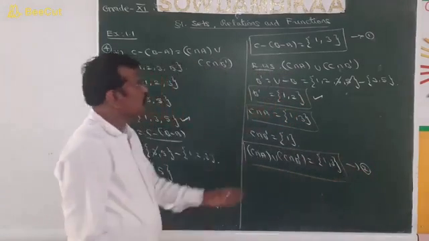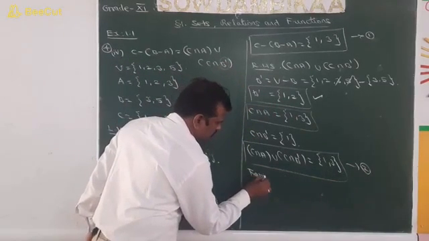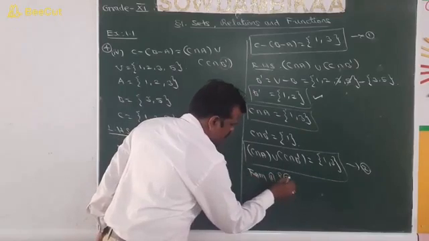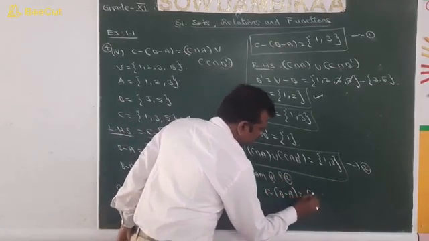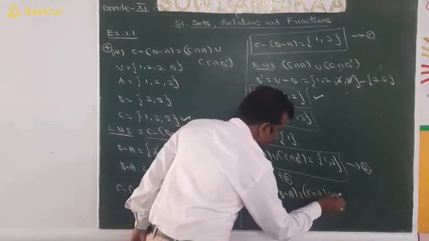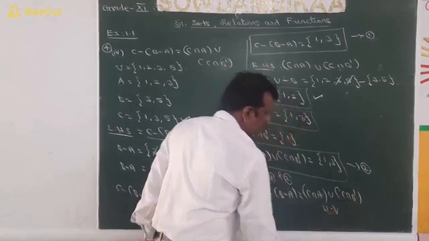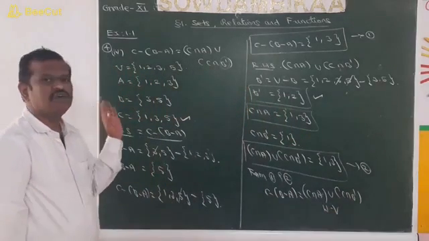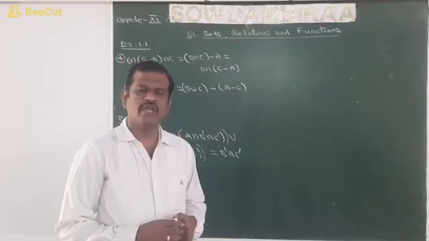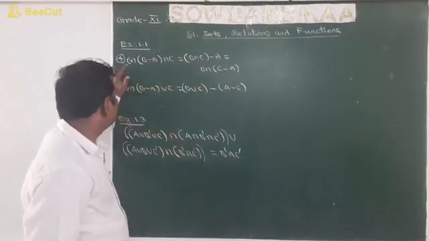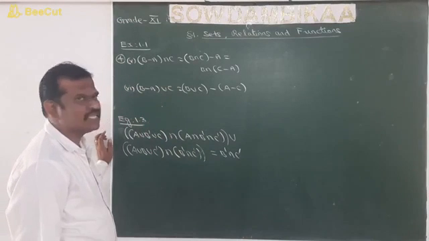From 1 and 2, what do you observe there? From 1 and 2, C difference B difference A equals C intersection A union C intersection B dash, hence verified. So here 5th and 6th division is there, that is homework for you. Okay, Kana. So we are having division 5 and 6 in 4th sum, that you can do as a homework.